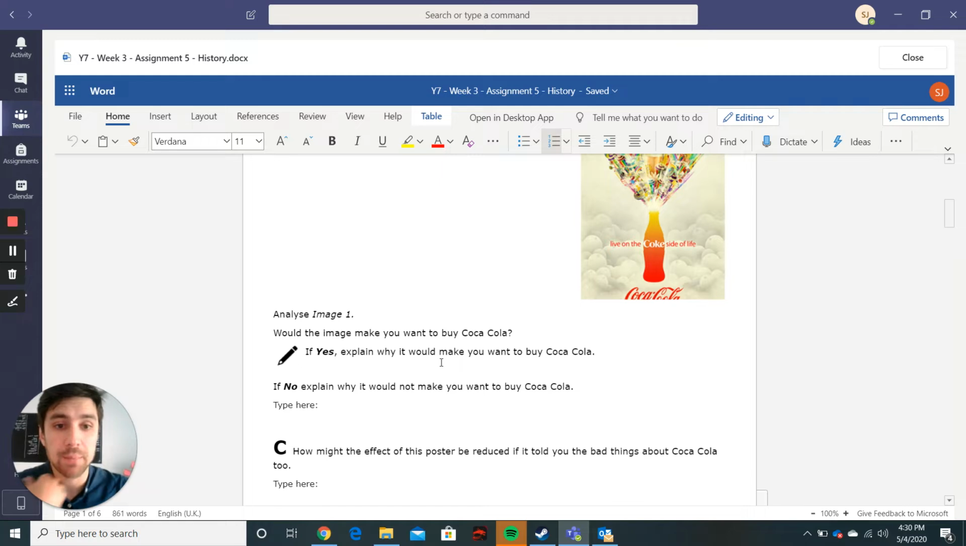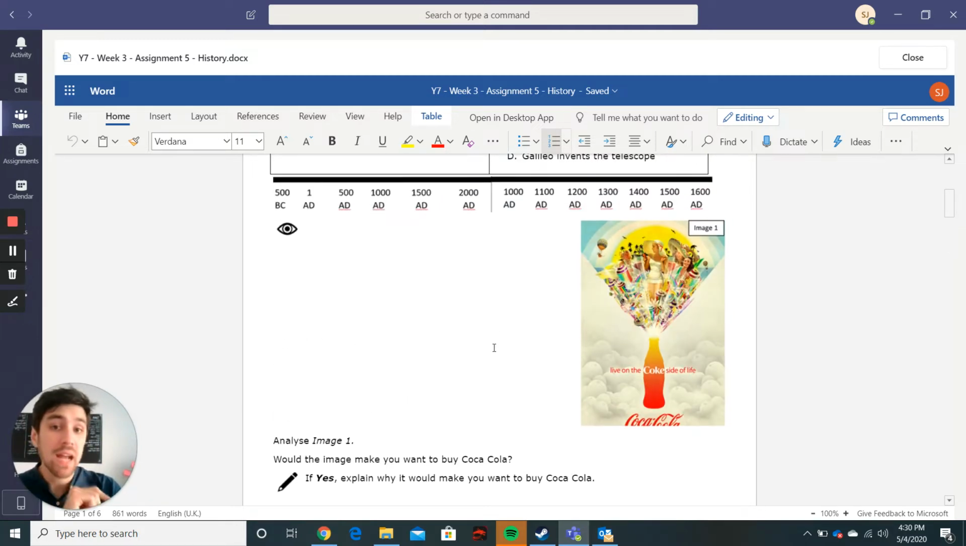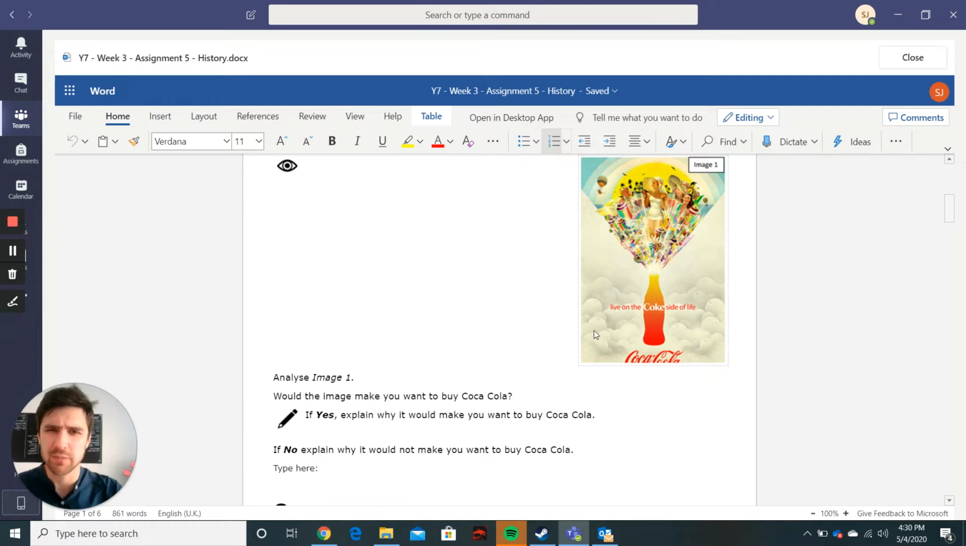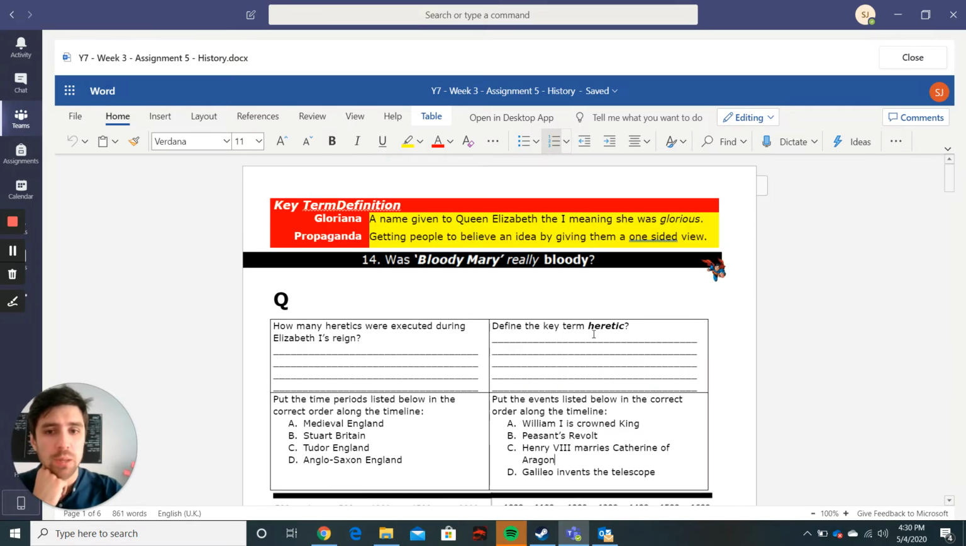So this image of Coca-Cola is an advert. An advert is different to propaganda. An advert is something that encourages you to purchase something, but not in an aggressive way. And it's going to give you still a one-sided view. Propaganda is something slightly different. It's getting people to believe an idea by giving them a one-sided view. And often that's linked to politics.